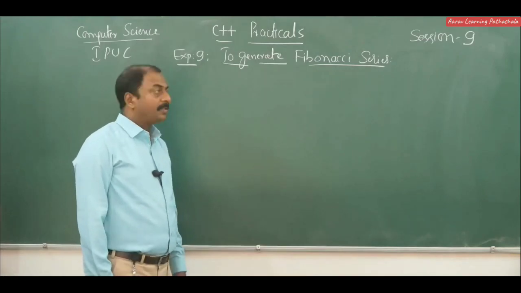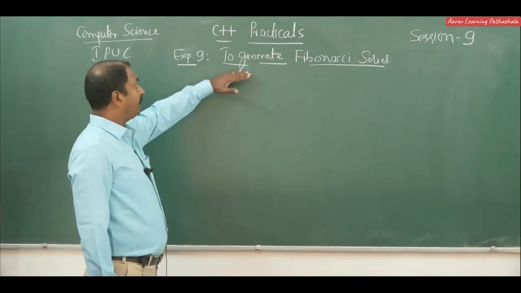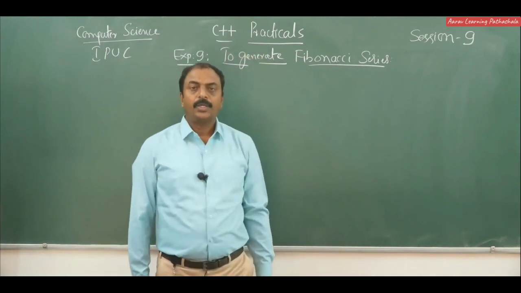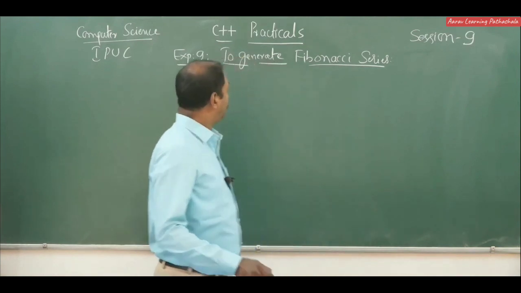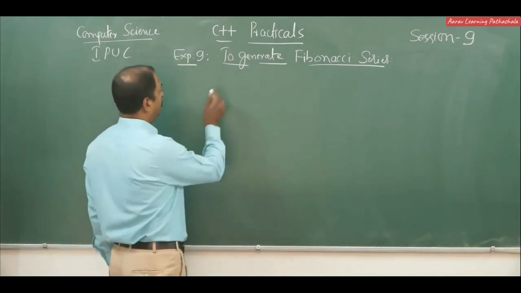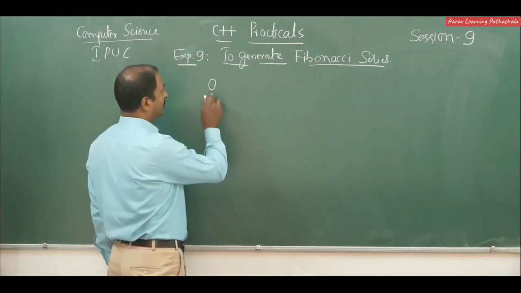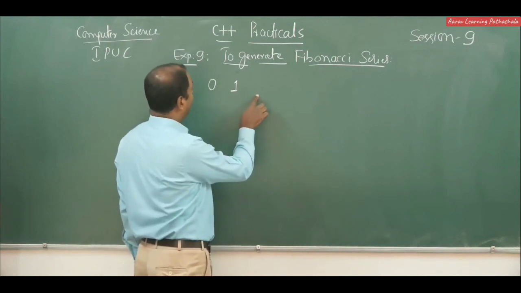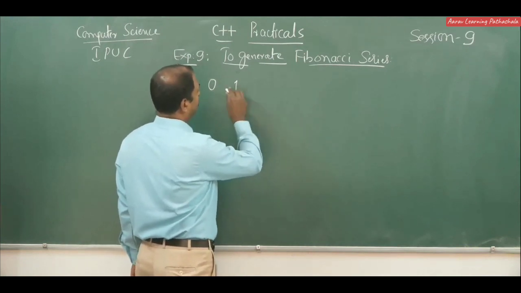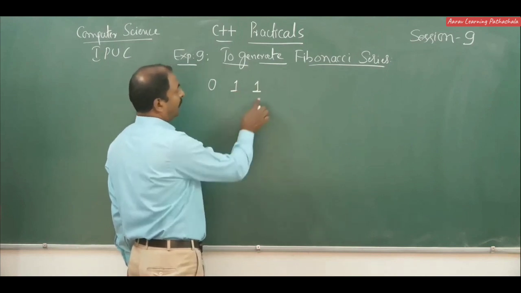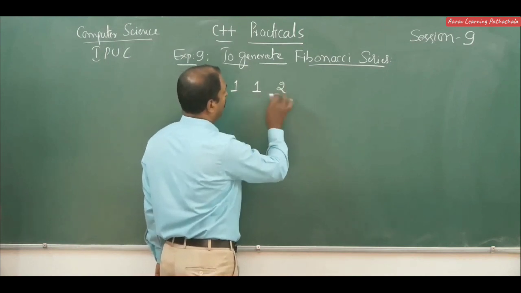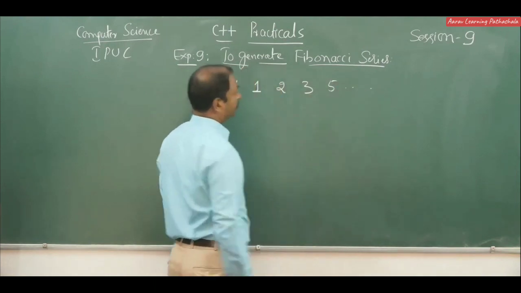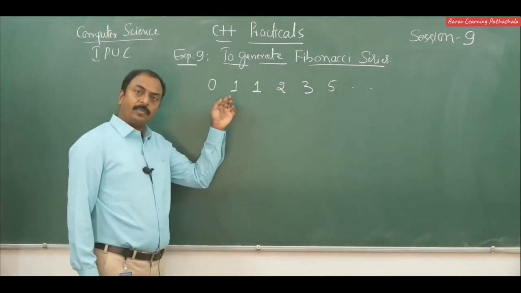We will start our session with one more C++ program, that is to generate Fibonacci series. You know what is Fibonacci series? Here, the Fibonacci series starts with the first term 0, and the second term is 1. The next term is obtained by adding the previous two terms, that is 0 plus 1 is 1, and 1 plus 1 is 2, and 2 plus 1 is 3, and 3 plus 2 is 5, and so on. So this is called Fibonacci series.